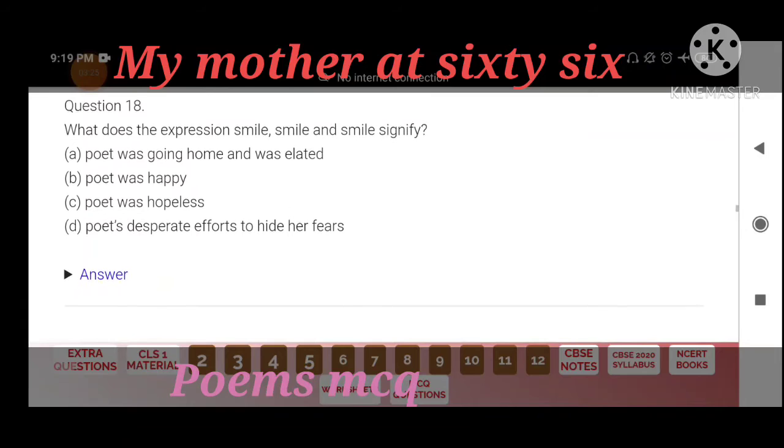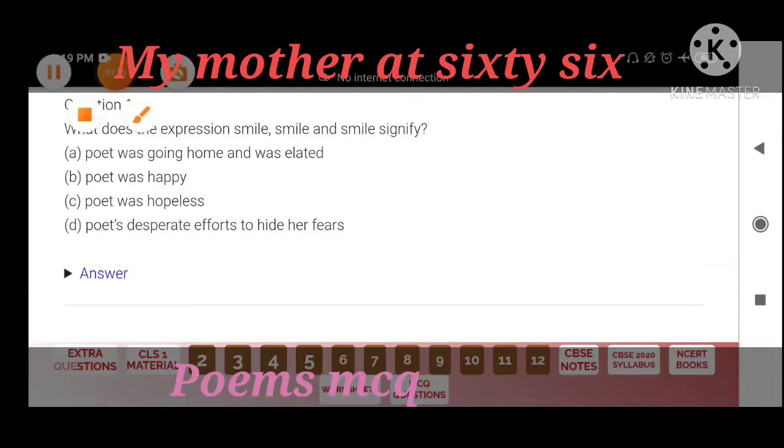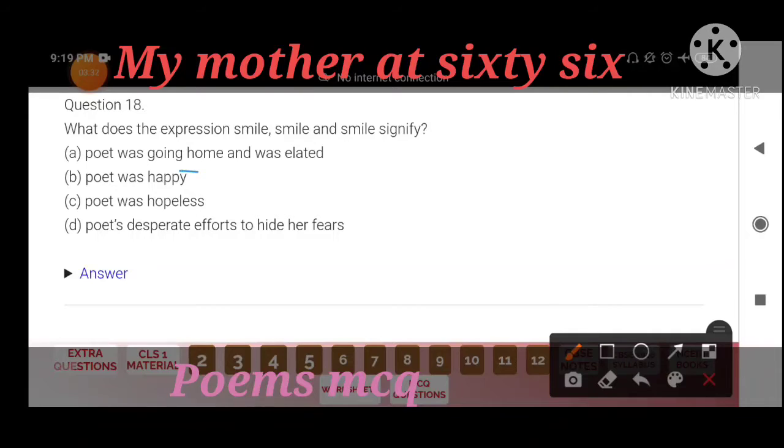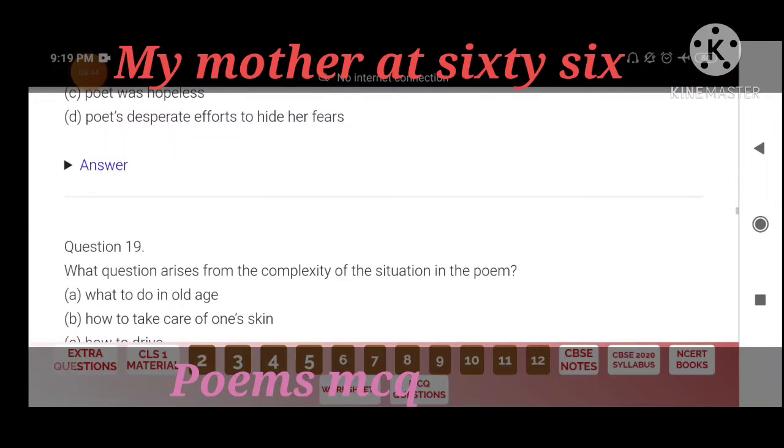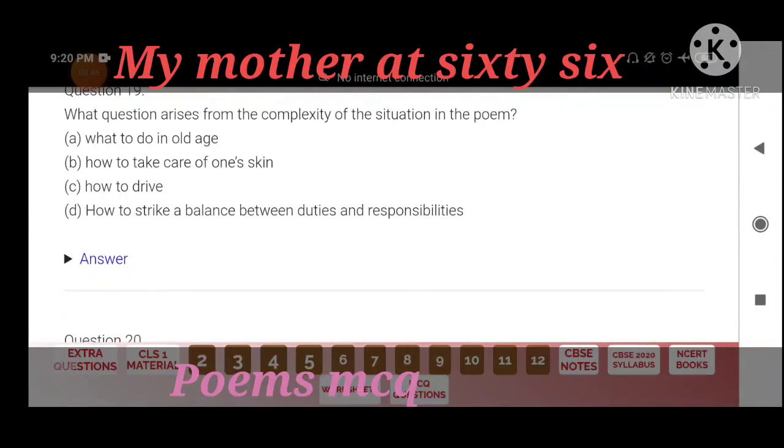Question 18. What does the expression smile, smile and smile signify? Poet was going home and was elated, poet was happy, poetess was hopeless, or poetess' desperate efforts to hide her fears. So here it is the poetess' desperate efforts to hide her fear. When we are fearing something, we try to overcome it with our smile.